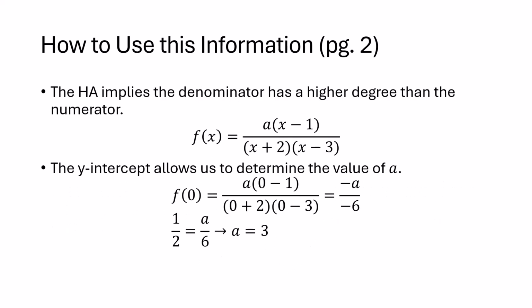The horizontal asymptote implies the denominator has a higher degree than the numerator. Our template already reflects this. Therefore, there are no additional changes that need to be made from this piece of information. But the y-intercept is what's going to allow us to determine the value of a. When I put 0 in, I should be getting 1/2 back from the function. So when I put 0 in, I end up with a over 6. And a over 6 reduces to 1/2 when a equals 3.